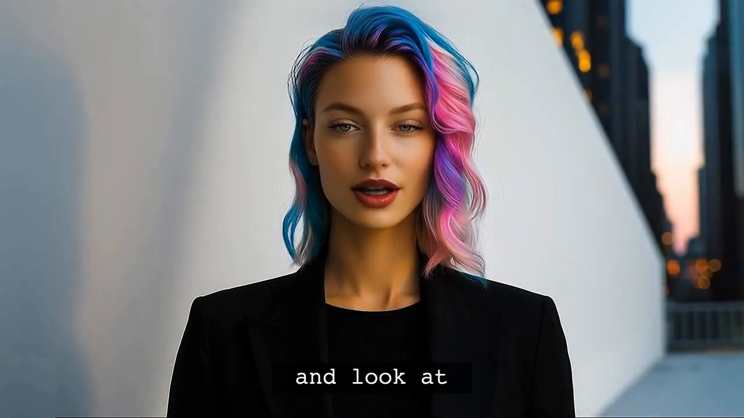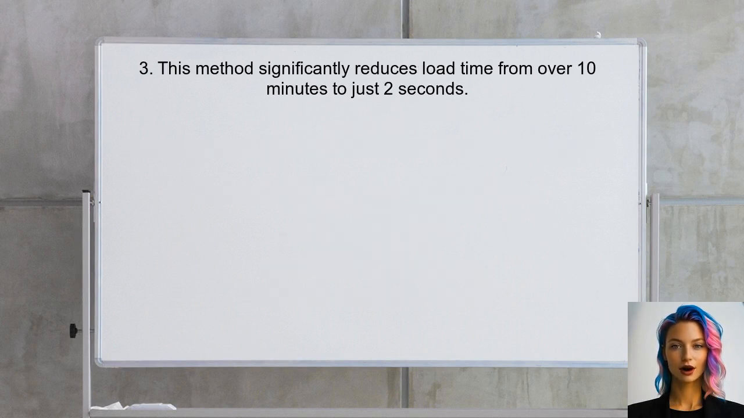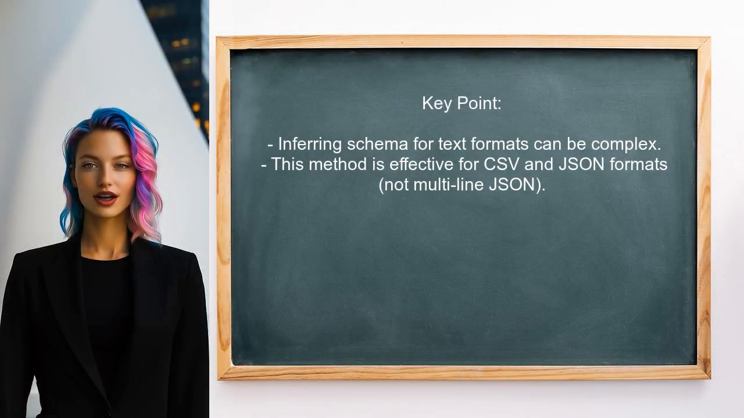Let's move forward and look at another answer. An alternative solution provided by a user involves reading the CSV files in a more efficient way. Instead of loading the entire CSV, they suggest reading the files as text first and then taking a limited number of lines. The user notes that inferring schema for text formats can be challenging, but this method works well for CSV and JSON formats, except for multi-line JSON.